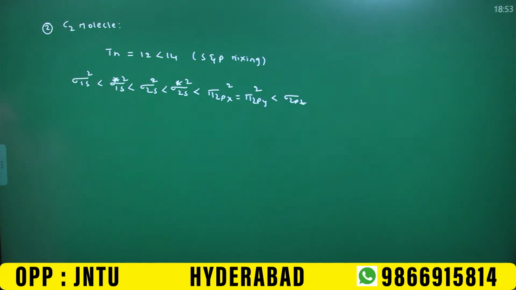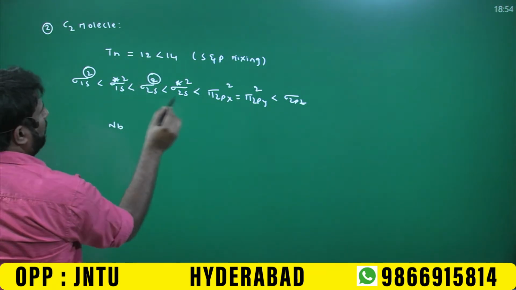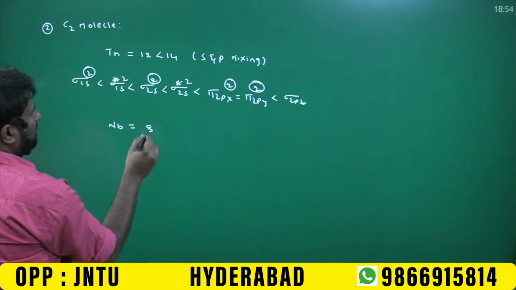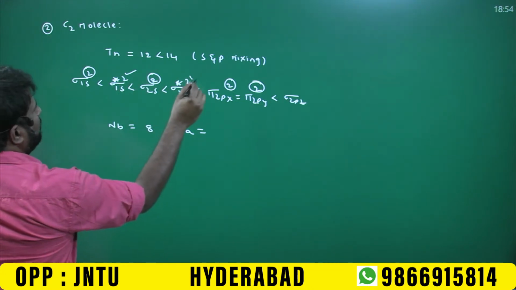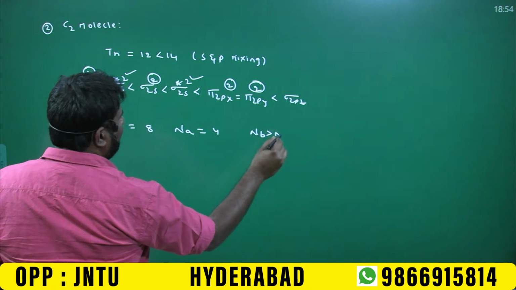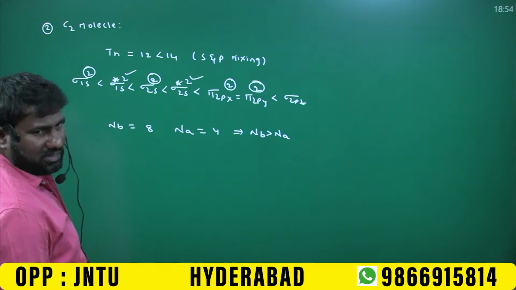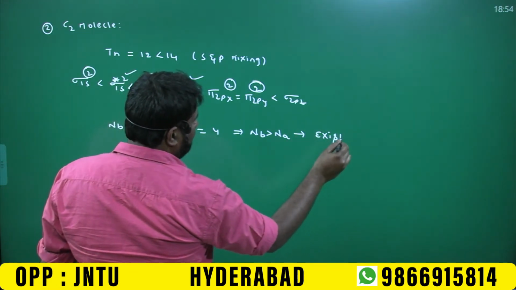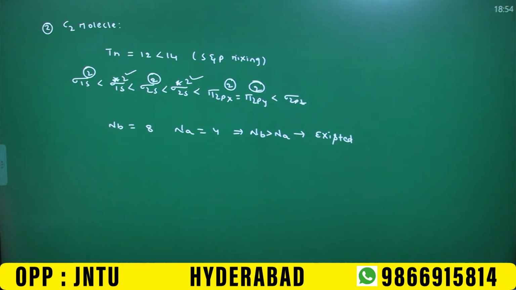Coming to the number of bonding electrons, how many do we have? 2, 4, 6, 8. The number of bonding electrons is 8. The number of anti-bonding electrons is 2 plus 2, 4 electrons. As the number of bonding electrons is greater than the number of anti-bonding electrons, is it stable or unstable? Stable. That means C2 can exist.